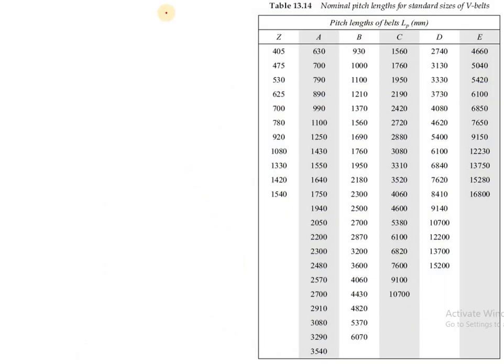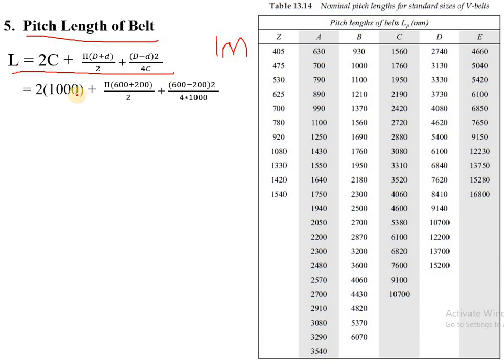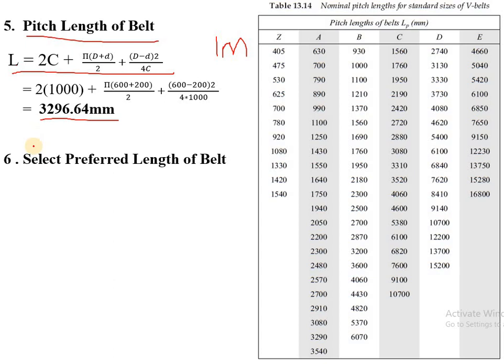Now, once you have found the diameters, we have to find the pitch length of the belt. How to find pitch length? We have the formula for open belt drive. In this we need C, capital D and small d. We have found these two values, and C we have as 1 meter, that is nothing but 1000 mm. So we substitute it, solve, and get 3296.64 mm.